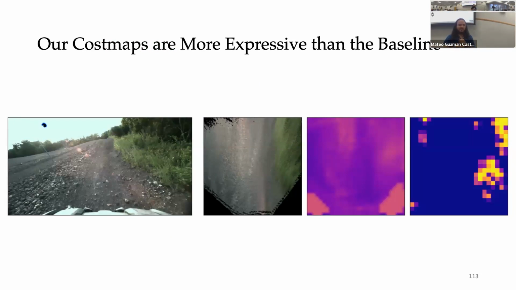In general, we see that our cost maps are more expressive than the baseline. The baseline in this case is the occupancy-based baseline, which is quite simple. We didn't fully compare with a semantic segmentation approach. The reason for this was that our data set is not labeled at all.